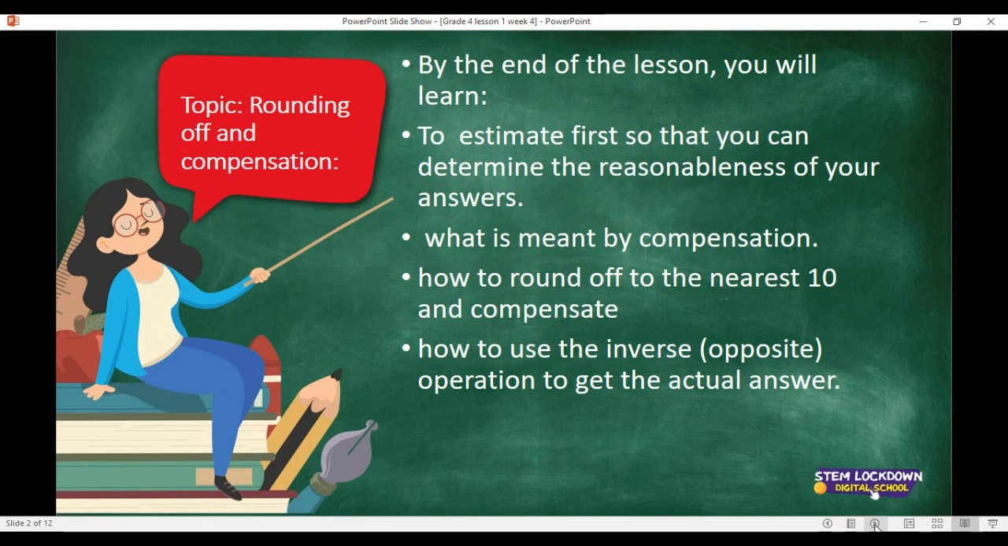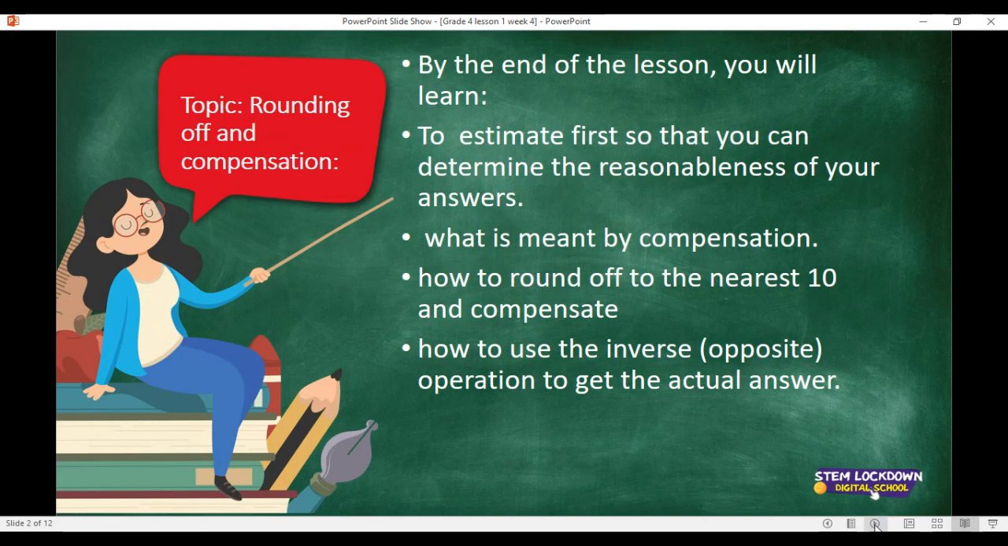By the end of the lesson, you will learn to estimate first so that you can determine the reasonableness of your answers. Estimation helps you see how reasonable your answer is. And estimation is not just guessing. When we estimate, we actually use rounding off.